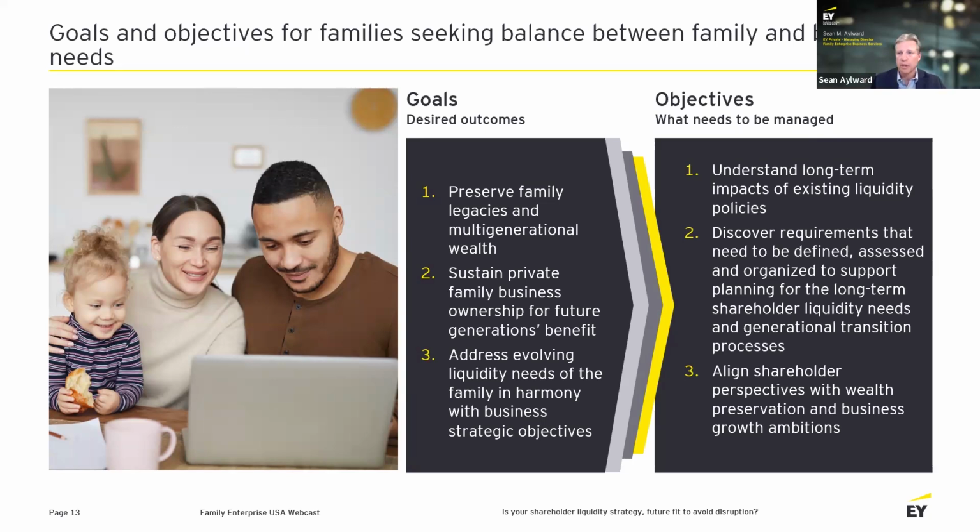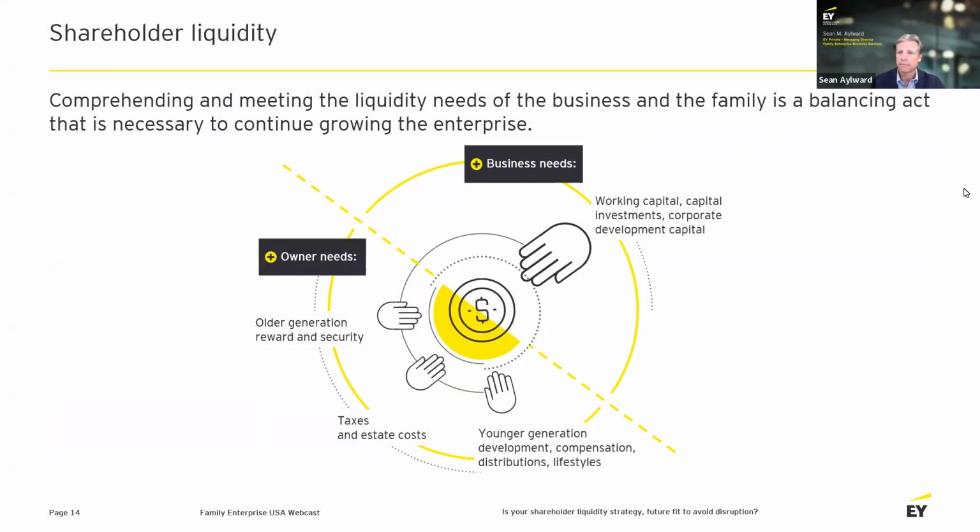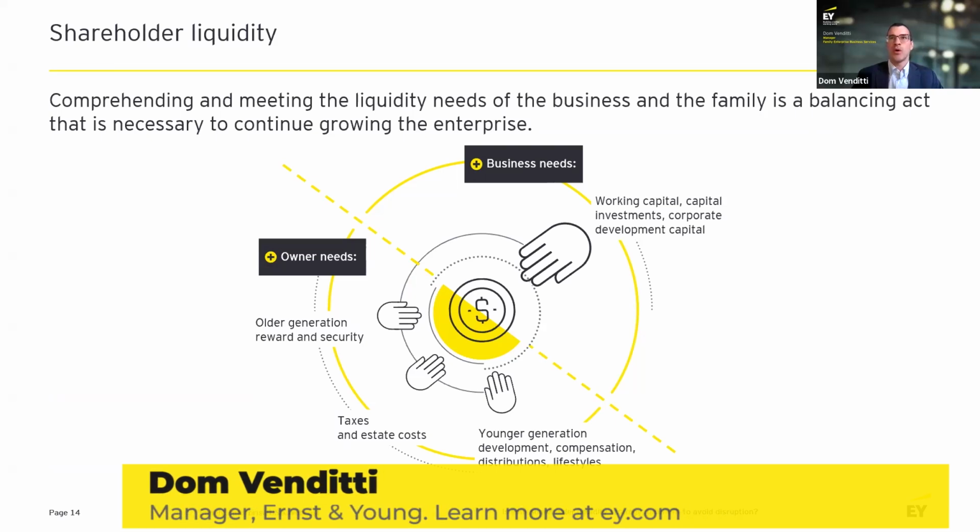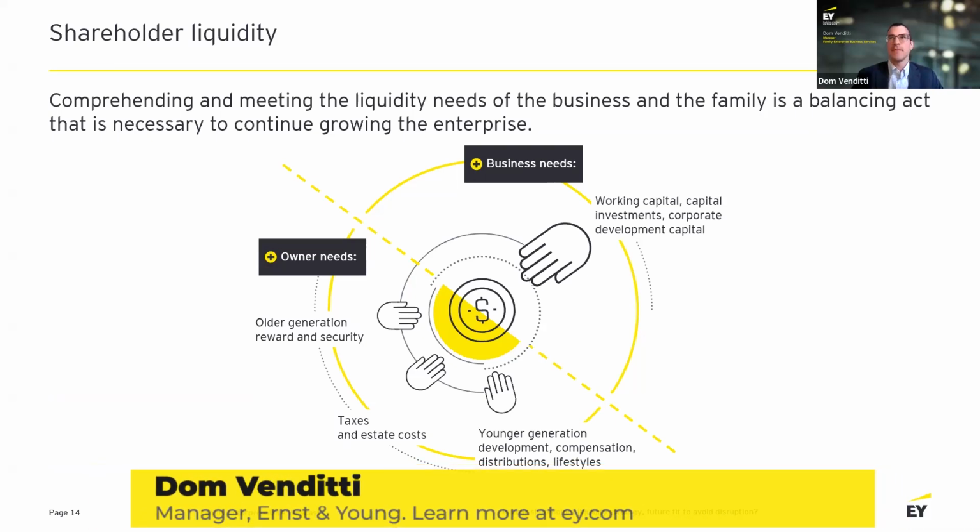So Dom, tell us a little bit about how that balancing works and what's at stake. Sure. Like Sean said, what we're trying to achieve here is finding that balance between the business needs and the owner needs. So on the business side, there's needs for working capital. What does the company require for its ongoing operations, capital investments, corporate development? What does its growth plan look like? And what are the capital requirements going to be to fund that organic and inorganic growth plan?